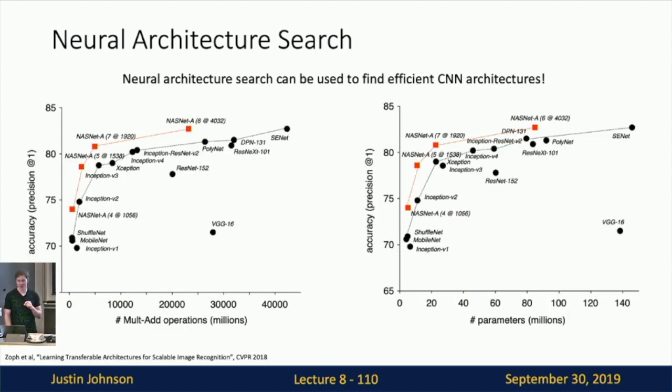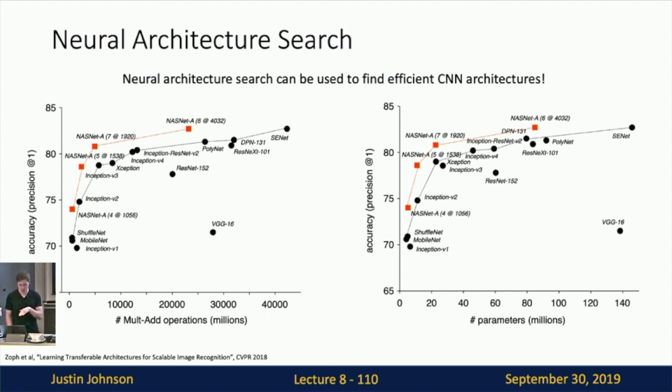But the takeaway is that if you have the resources to burn, then neural architecture search actually has been used to find neural network architectures which are themselves very efficient. So this is kind of another plot that is nice to summarize a lot of the architectures that we've seen so far in this lecture.